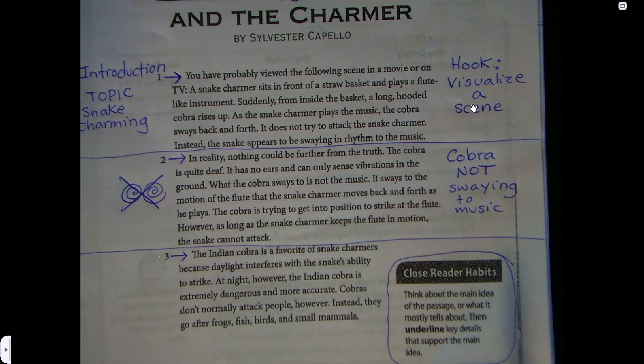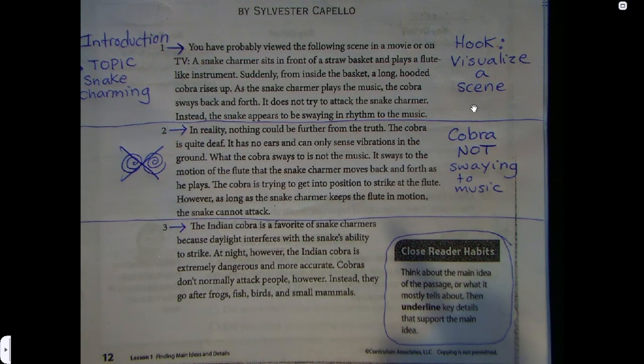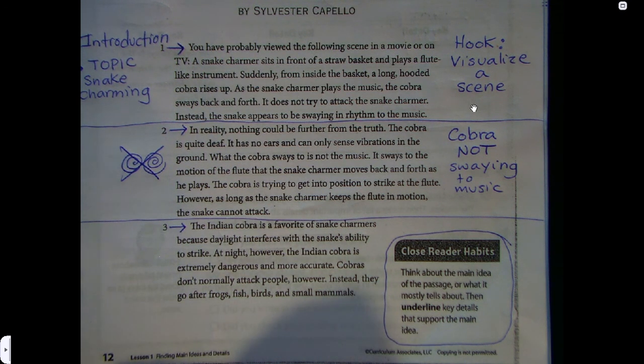Let's read the next section. "The Indian cobra is a favorite of snake charmers because daylight interferes with the snake's ability to strike." Remember, the word strike means to attack. "At night, however, the Indian cobra is extremely dangerous and more accurate. Cobras don't normally attack people, however. Instead, they go after frogs, fish, birds, and small mammals."